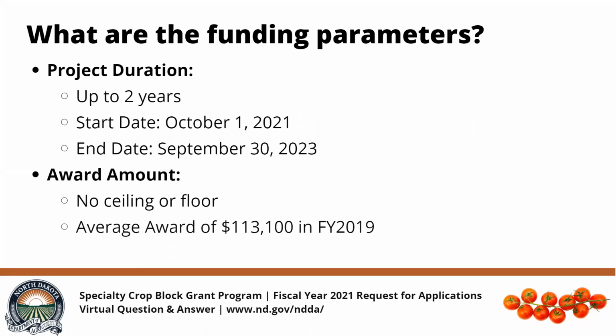The project submitted for consideration can last up to 2 years, with project implementation timelines beginning on October 1st, 2021, and ending on September 30th, 2023. Funding cannot be utilized for expenses related to projects that are incurred before October 1st, 2021, or after September 30th, 2023. Additionally, the Specialty Crop Block Grant Program is unique in that there isn't a minimum or maximum funding request amount. Although no minimums or maximums, the average award size for fiscal year 2019 was $113,100.